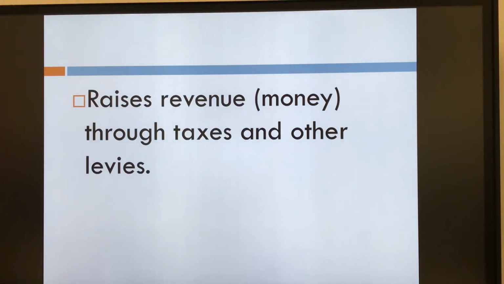Okay, and then the other jobs of the legislative branch. Now, the legislative branch has more jobs than any branch. And the reason they have more jobs than any branch is because there are 535 members of it. There's 435 in the House of Representatives. There's 100 in the Senate. So you've got 535 people. They can handle a lot of jobs.